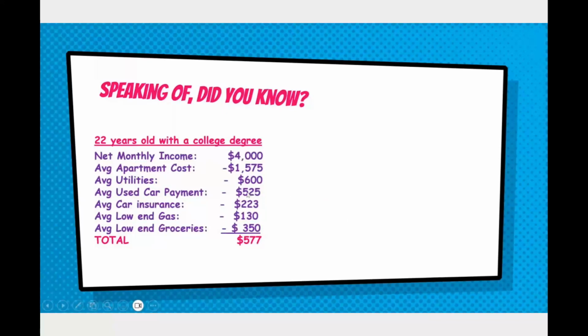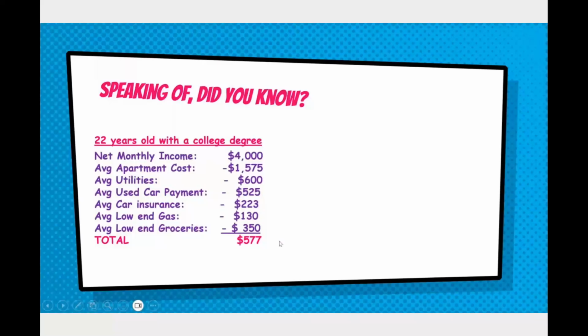First of all, you do need a reliable vehicle, but maybe you can find one where you don't have to spend that much. So the idea is, looking at this $577, we asked initially, does $4,000 seem like a lot of money? Well, as an adult, if you have these things to pay for, does $577 seem like a lot of money to last you all month?